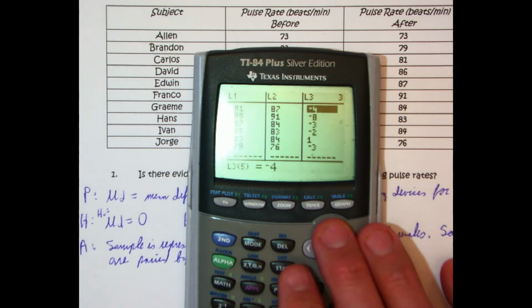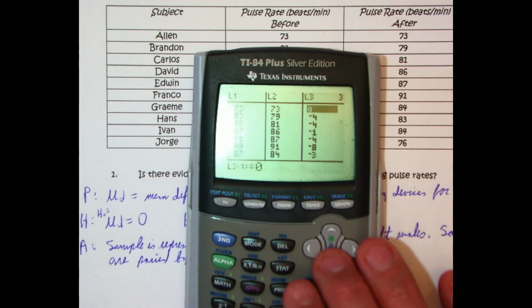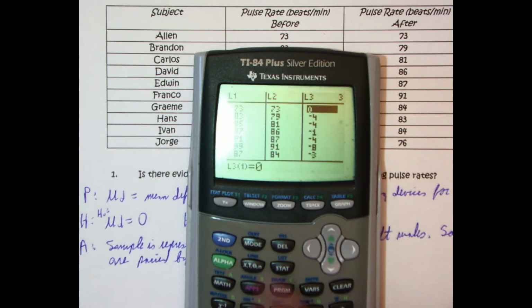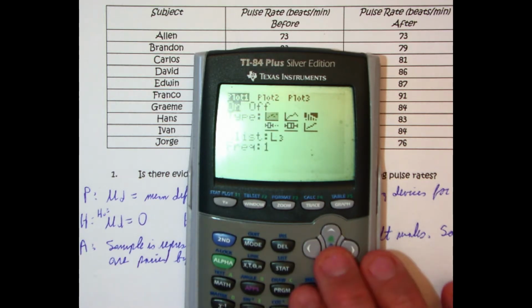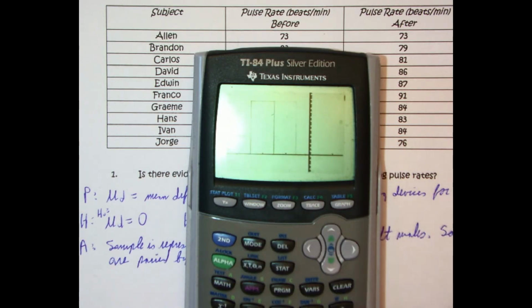So out of them, one person didn't change, 8 people went down, 1 person went up. Okay, the pulse rate went up. Alright, so now we got to go to stat plot, and we're going to put plot on, and good. We're going to test list 3. Okay, make sure it's on histogram, and then do zoom 9.